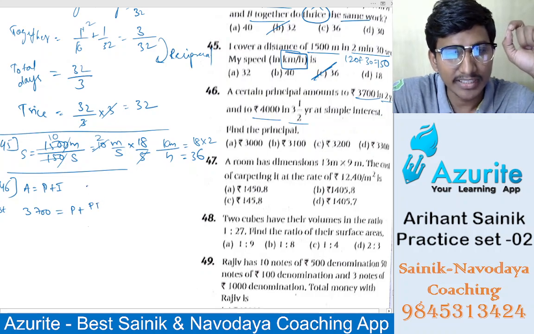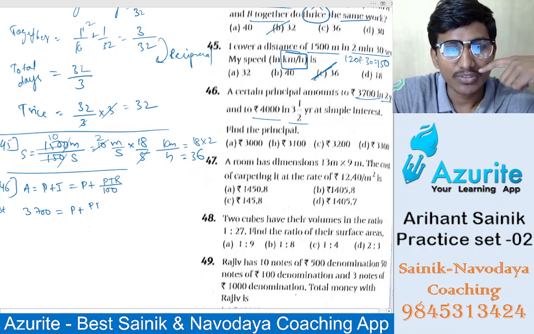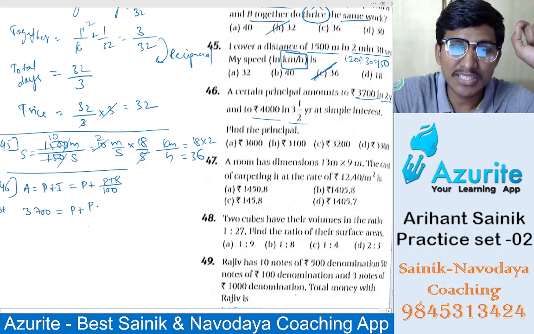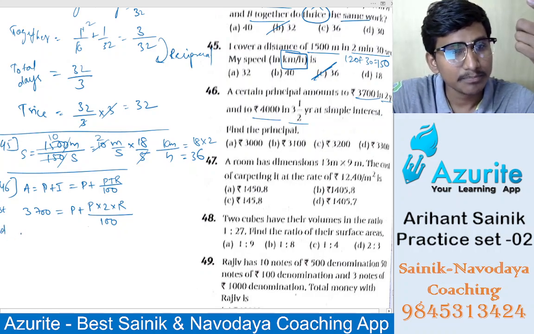Interest means P plus PTR by 100. Okay, so I will write it here. Principal is how much? P only, we don't know. Time is 2 years. Rate of interest also we don't know, divided by 100. Okay now, so the second time it is how much?